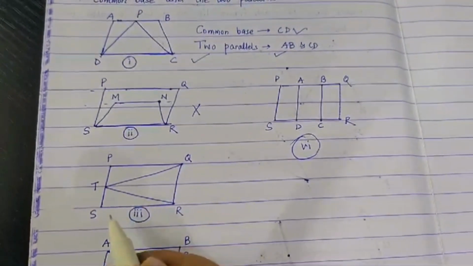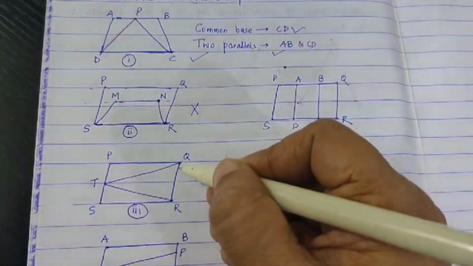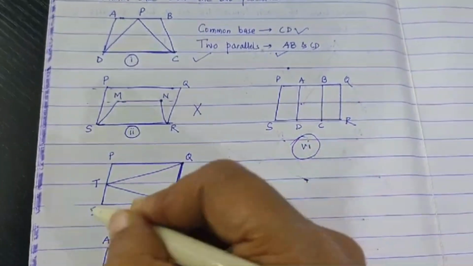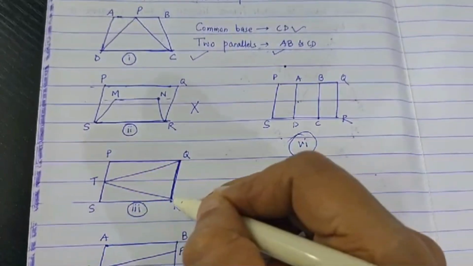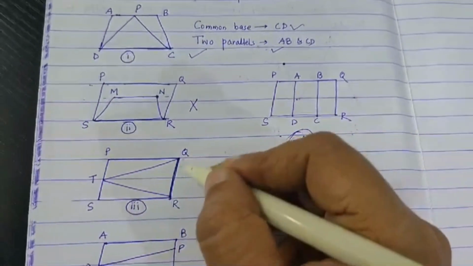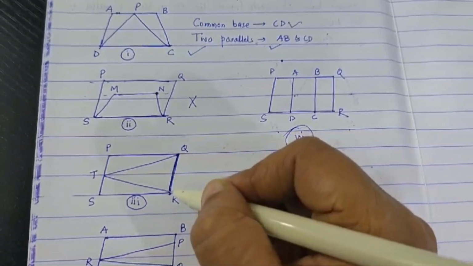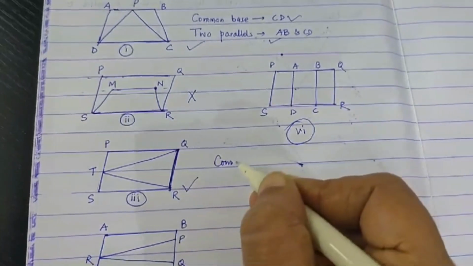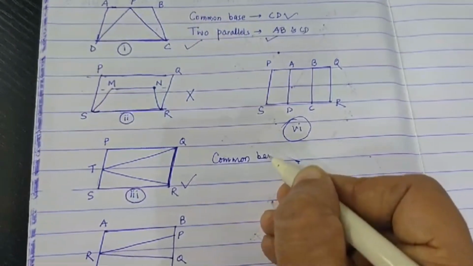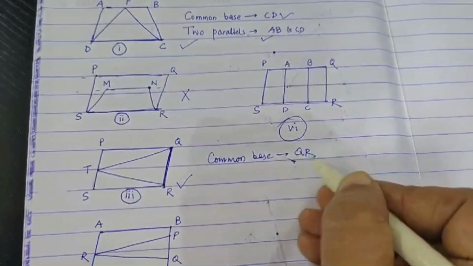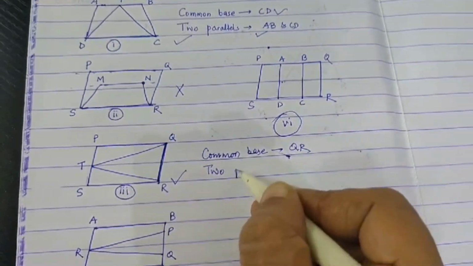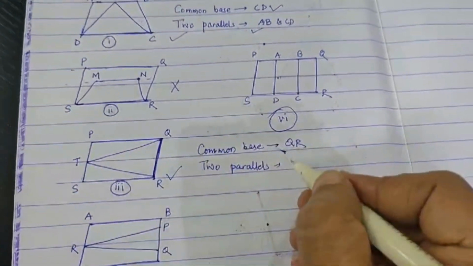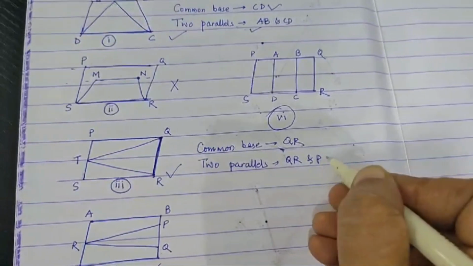Now the third one. If you take this base QR, one will be a parallelogram PQRS and one will be a triangle TQR or RTQ, whatever you can write. The common base is QR and the two parallels are QR and PS.